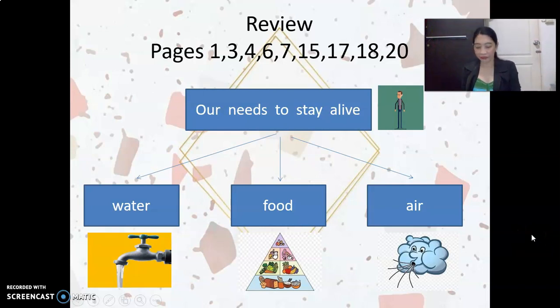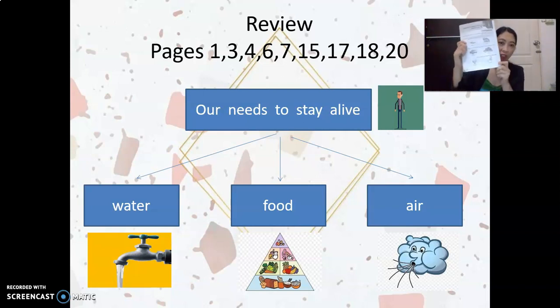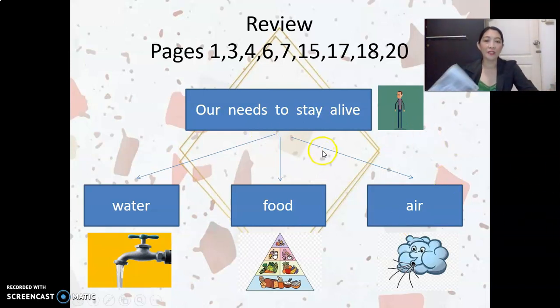First, please open your workbook page number 1. Page number 1 is our needs to stay alive. Number 1 is water, number 2 is food, and number 3 is air. These three are our needs to stay alive. So again, water, food, and air.